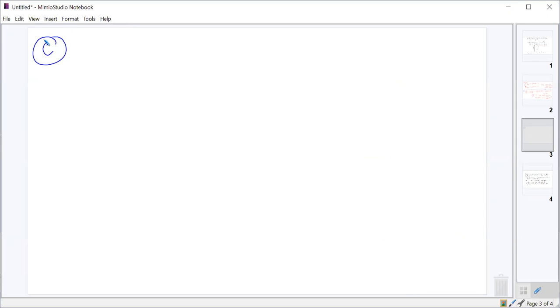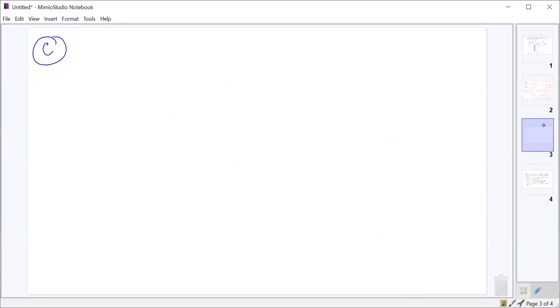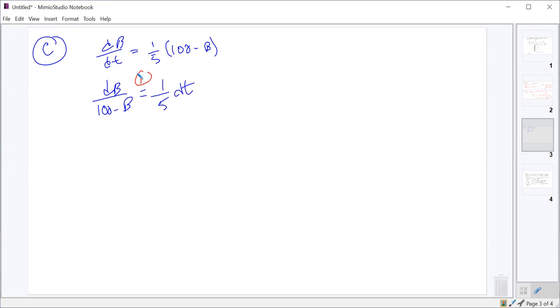Part C just wants us to use separation of variables. How nice of them to tell you to separate the variables to find a particular solution. So we've got dB/dt equals 1/5 of 100 minus B, and dB over 100 minus B then is 1/5 of dt. So there's your first point for separating the variables.